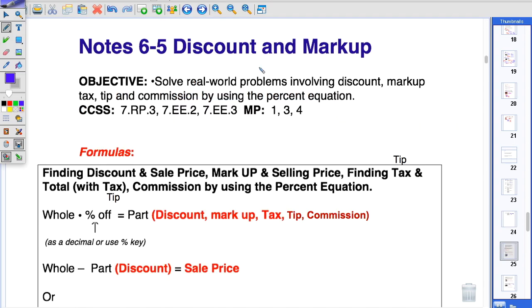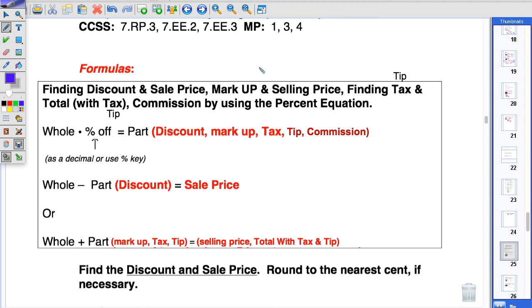Notes 6.5 on discount and markup. The objective is to solve real-world problems involving discount, markup, tax, tip, and commission by using the percent equation. The Common Core state standards are listed in the mathematical practice. Formulas: finding the discount, sale price, markup, selling price, finding tip, tax, and then total with your tax or tip, and commission by using the percent equation.